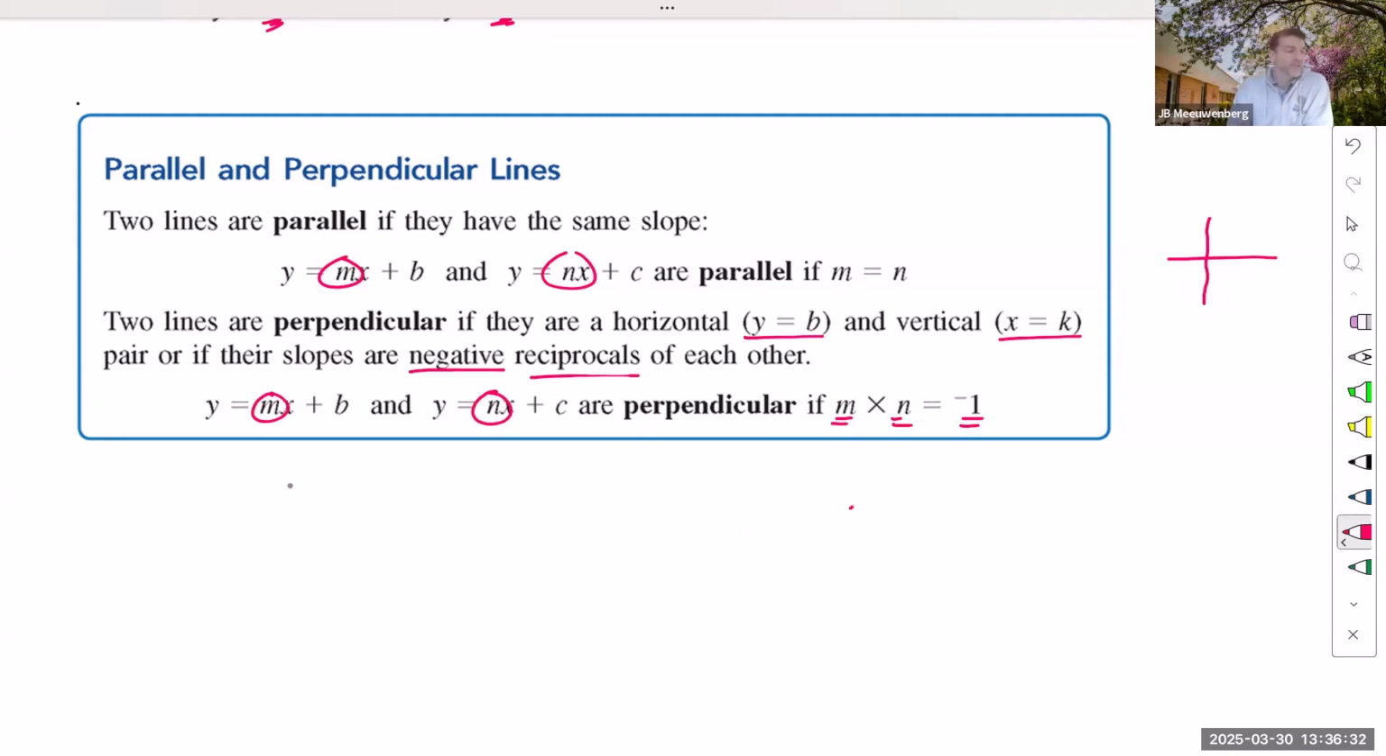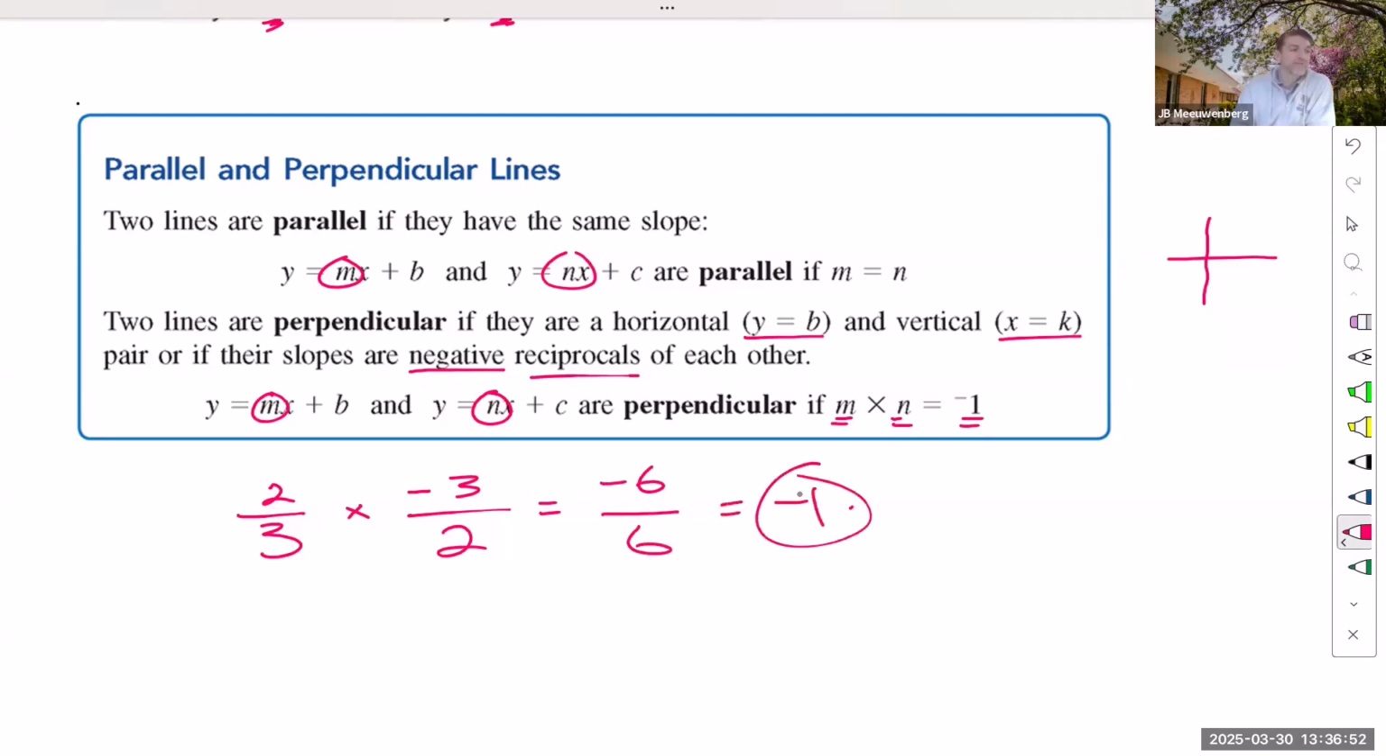When things are opposite reciprocals of each other and you multiply them together, they're going to be equal to -1. Just to prove that to you, if I take the fraction 2/3 and multiply it by its opposite reciprocal, -3/2, right? Change the sign and flip it over. We would have -6 on top, +6 on the bottom, and that is equal to -1. And so that is how we can examine the slopes of parallel and perpendicular lines.